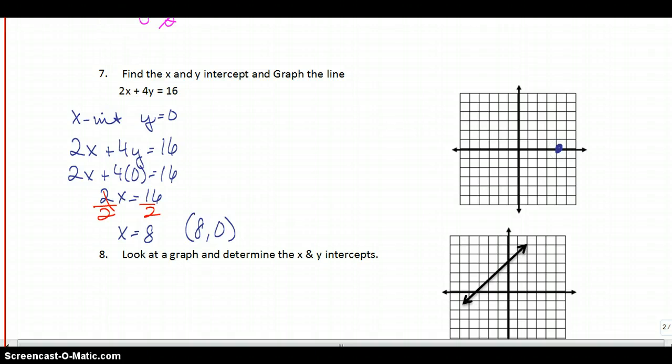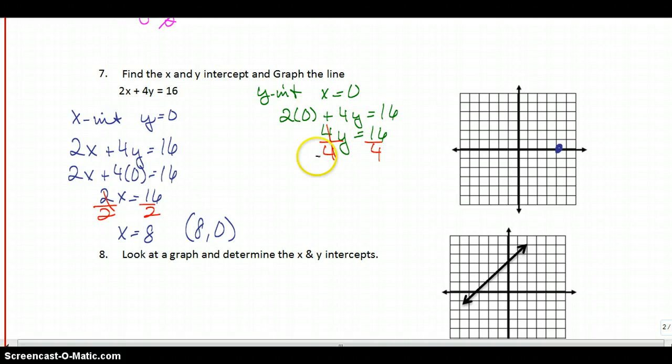Now let's do the next one. I'm going to do the y-intercept, and I'm going to let x equal 0. So I have 2 times 0 plus 4y is equal to 16. 2 times 0 is 0. So I have 4y is equal to 16. I'm going to divide both sides by 4. So y is equal to 4.